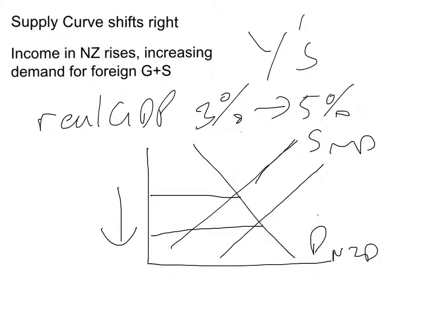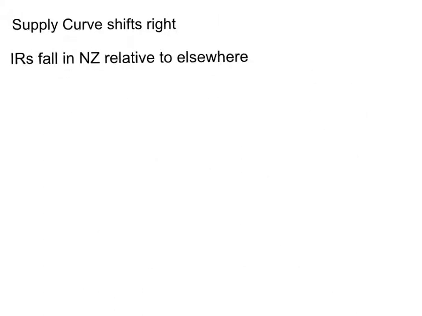If the demand curve shifts right, it's an appreciation of the New Zealand dollar. If the supply curve moves right, it's a depreciation. It's the opposite, isn't it? Again, look, this thing, we've already visited it.